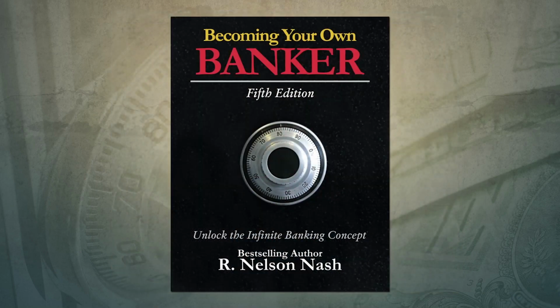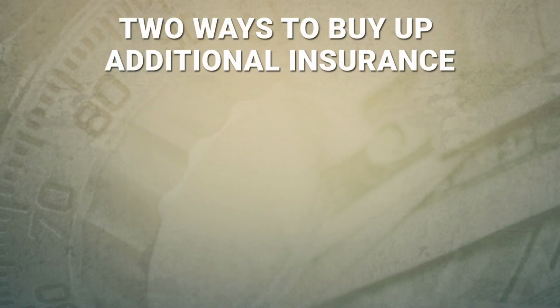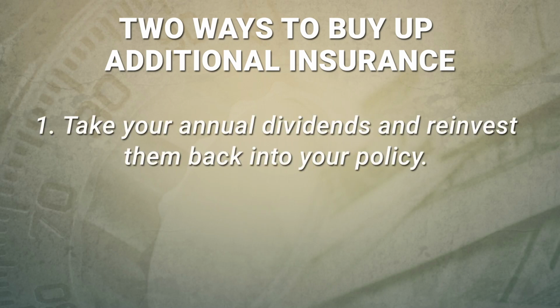Now, there's one more component you need to understand to realize how IBC works and also to make sense of the illustrations that you're going to see both in Nelson's original classic, Becoming Your Own Banker, and related IBC material. Specifically, there's a way that you can buy additional paid-up insurance. And there's two main routes that you can use to do this. One, which I alluded to a moment ago, is that when you're getting dividend payments on your original whole life policy, you can tell the insurance company, hey, don't send me that money.